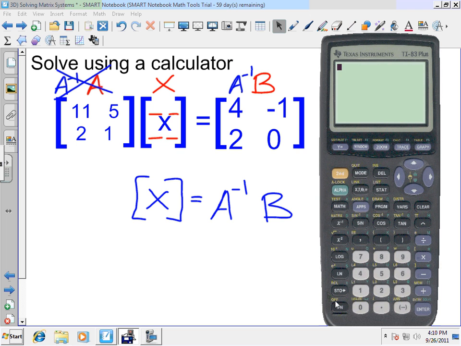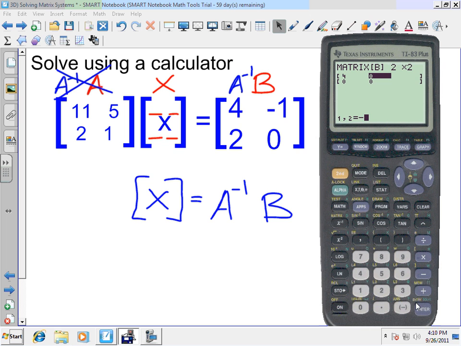So what I'm going to do here is go second matrix, and I'm going to type in the data for A. So I'm going to go over to edit, and I'm going to enter, and I want a 2 by 2, and I'll enter 11, 5, 2, and 1. I'll do it again for matrix B. Go to edit, down to B, make it a 2 by 2 once again. Enter in my data.